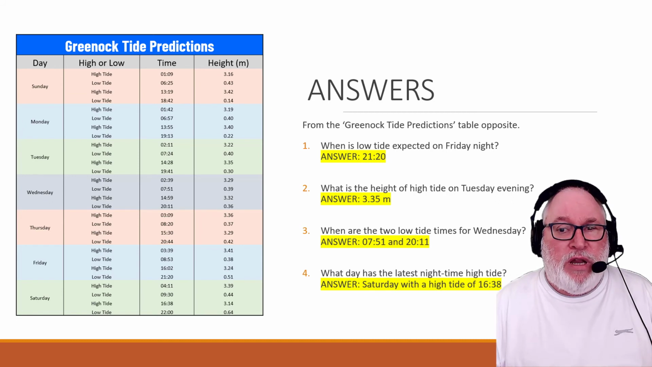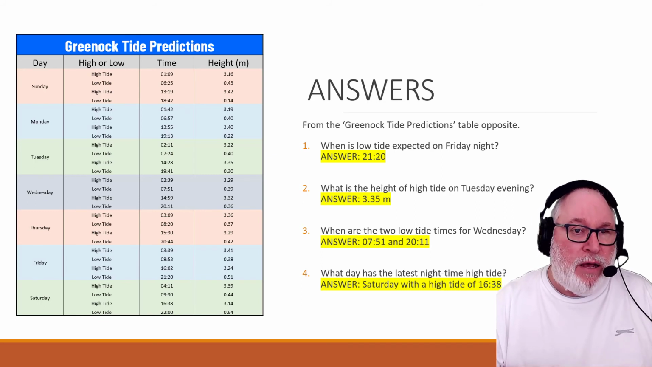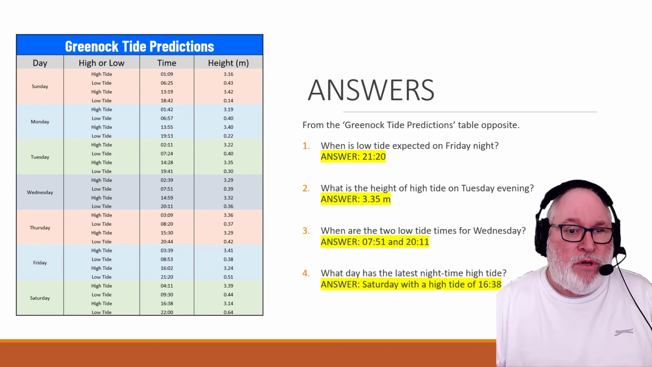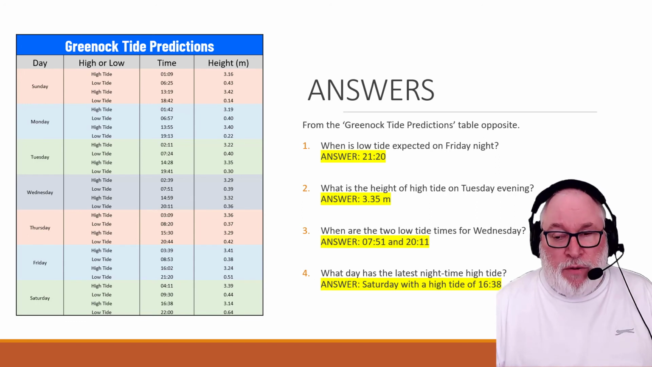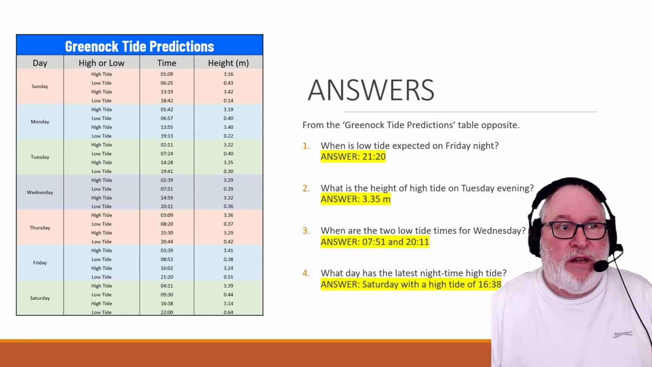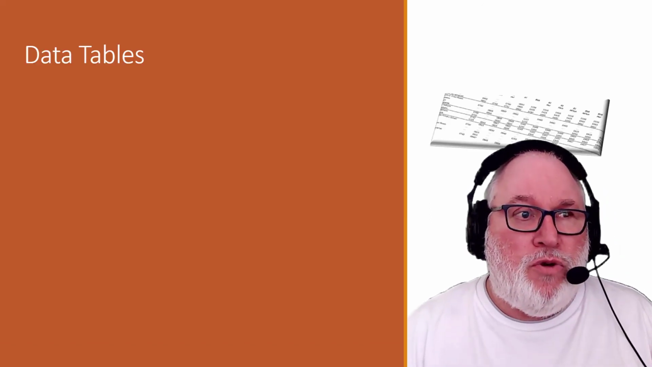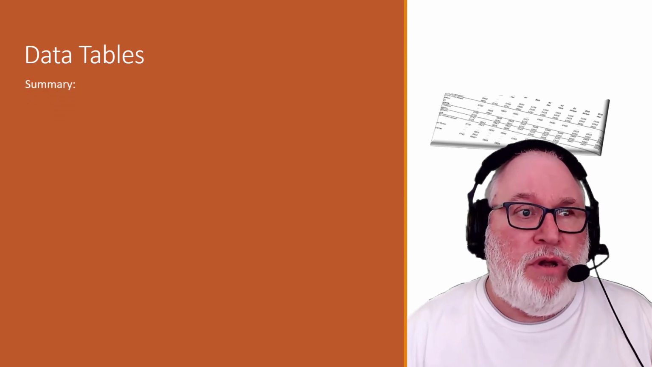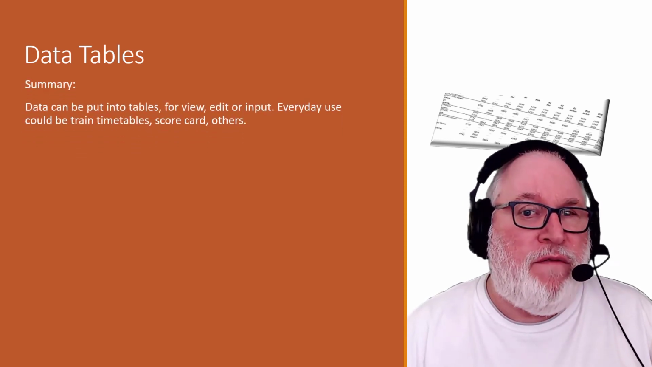And the last one, what day has the latest nighttime high tide? So all you had to do was look down the column for time. And what you're looking to do is to find the latest time for a high tide. So if you're looking down, you just look at the times there, and then you look back at the column to the left to the low tides and the high tides, and you should have found that it was Saturday, 16:38.